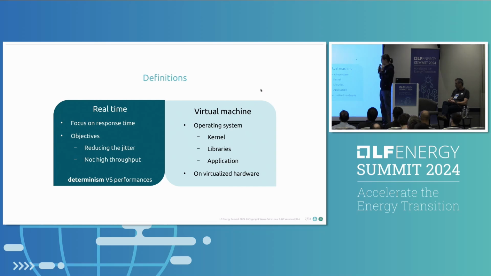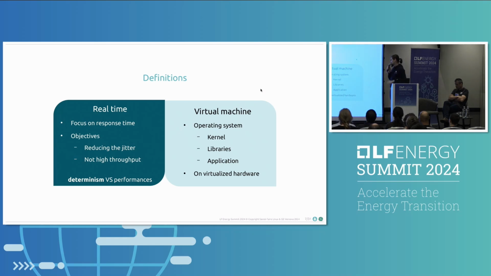We want to deploy real-time virtual machines. Real-time is a concept of computer science that is not really well named. With real-time, we want to focus on response time. It means we want to be 100% sure to respond in a certain window of time. It is not a question of performance. It's a question of reducing the jitter between the different responses. It means we prefer to be less fast, but more deterministic.